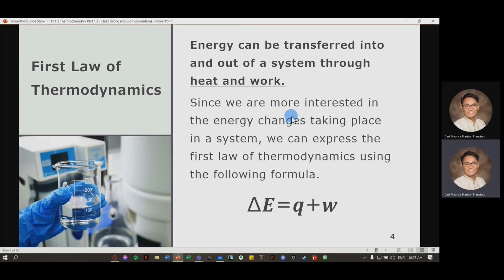Since we are more interested in the energy changes taking place in a system, we can express the first law of thermodynamics using the following formula. This is change in energy is equal to heat. Heat is represented by Q plus work represented by W. So change in energy is equal to heat plus work.